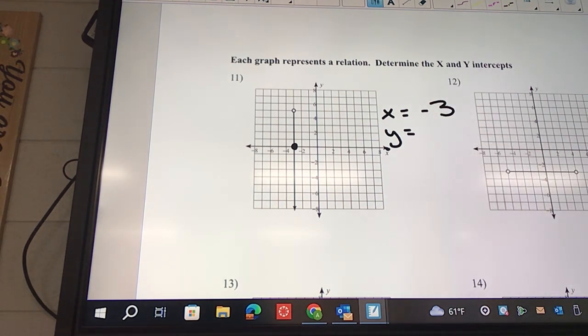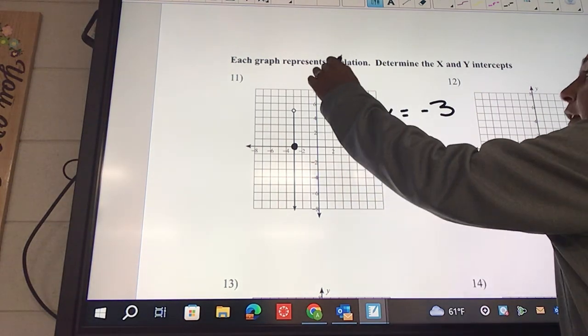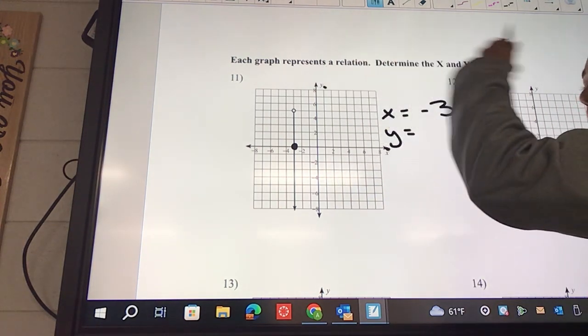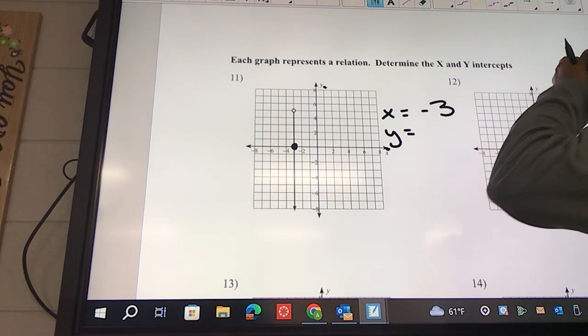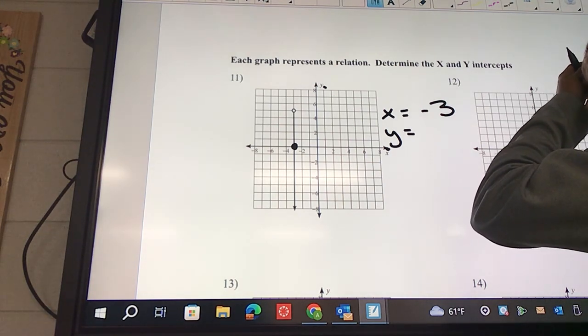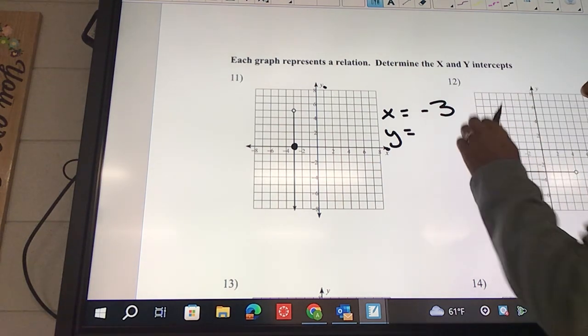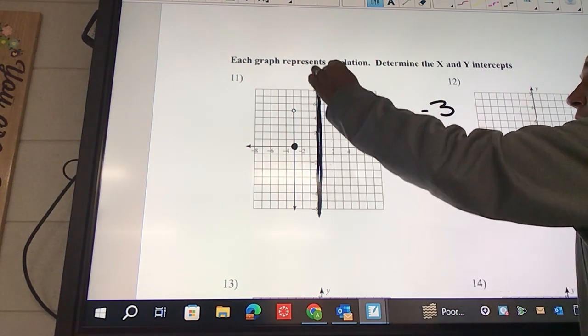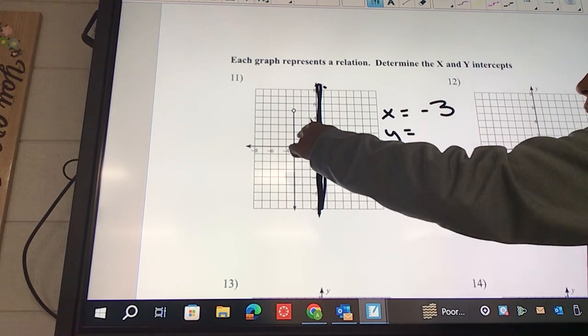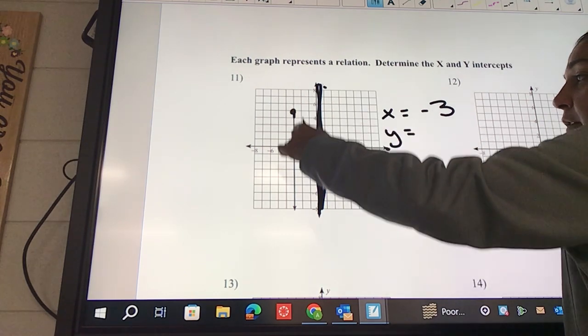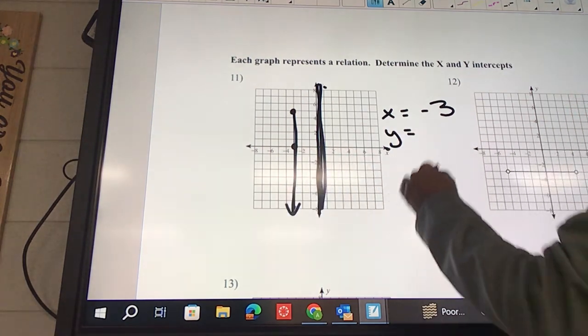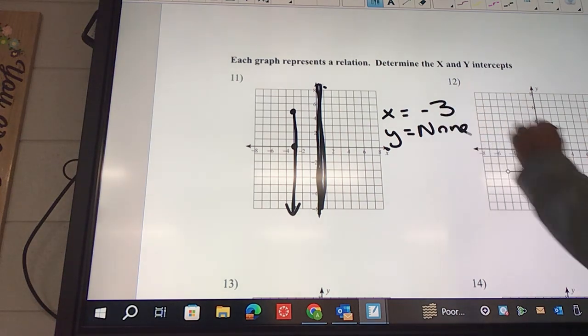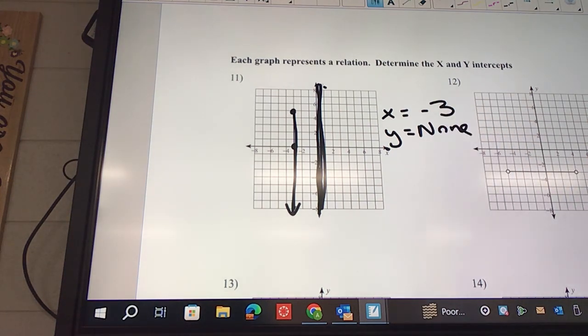Then we're going to do the same thing with the y line. Where does it touch the y line? Are you guys seeing 5? It doesn't touch anywhere. So we're looking at this entire line, and this one does not touch the graph at all. This is my graph picture, and it doesn't even touch that one. So this one has none. There are no y-intercepts.